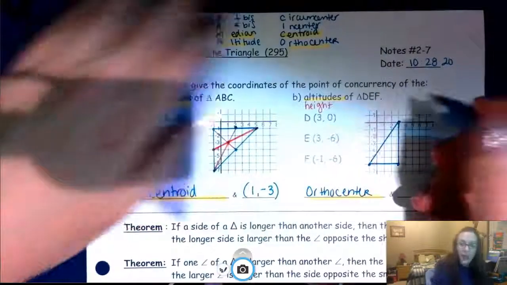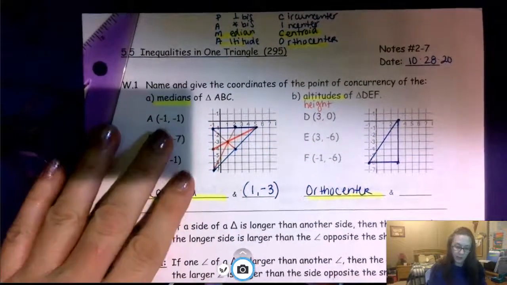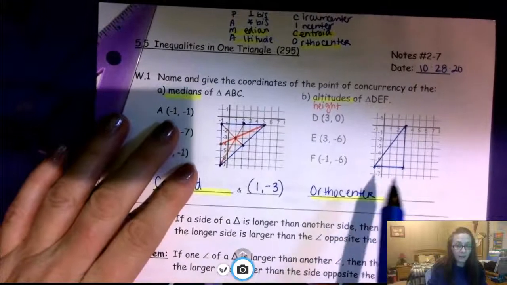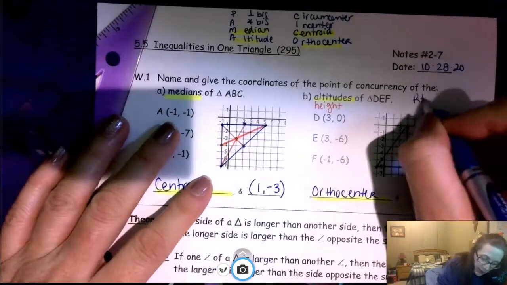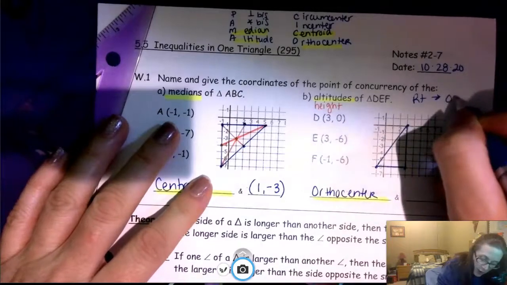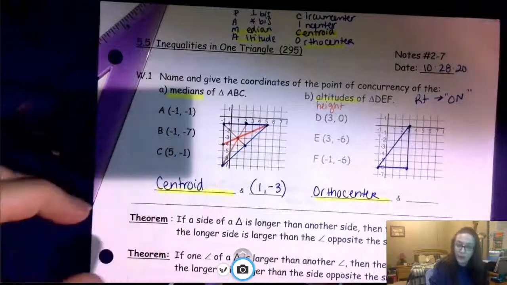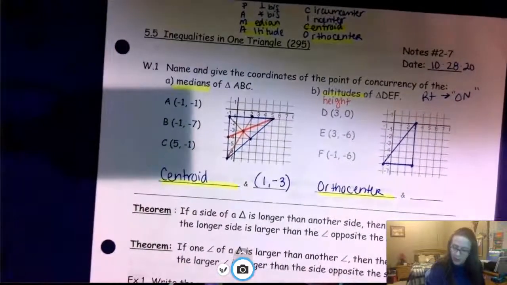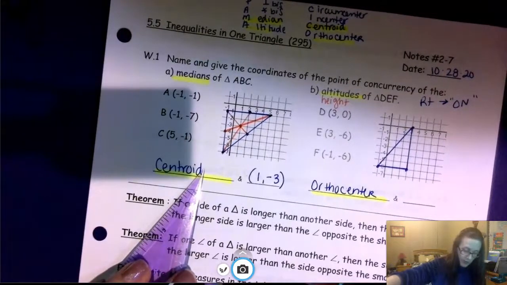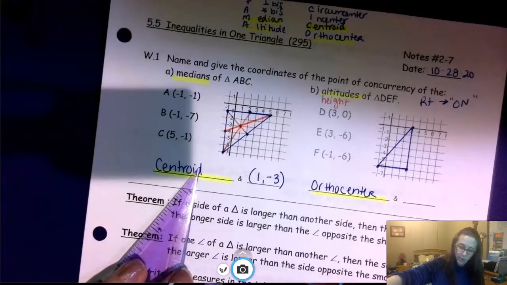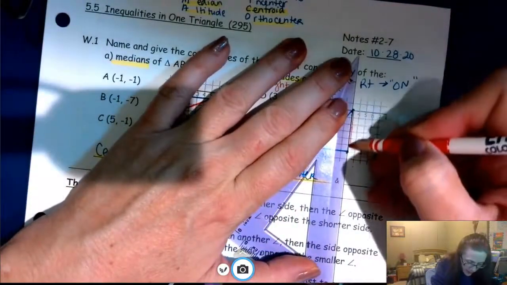And if it was acute, the orthocenter was going to be inside that triangle. If it was right, the orthocenter is going to be on the triangle. So because it's a right triangle, it's going to be on the triangle. If it were obtuse, the orthocenter would be outside. So again, if we are looking just for the heights or the altitudes, and I were to start from this vertex, the height goes straight down like this.